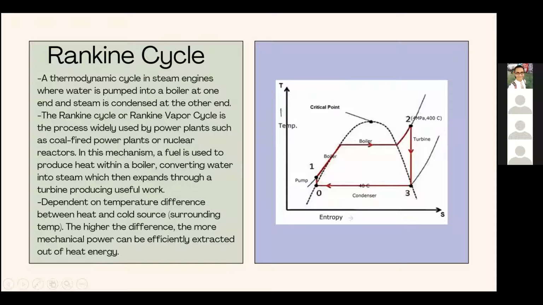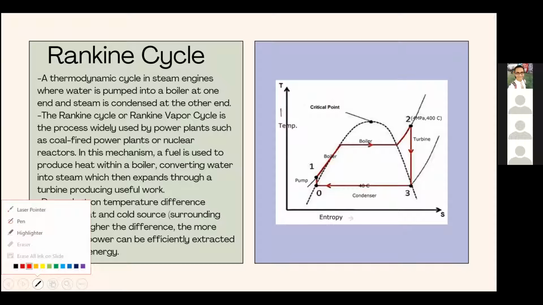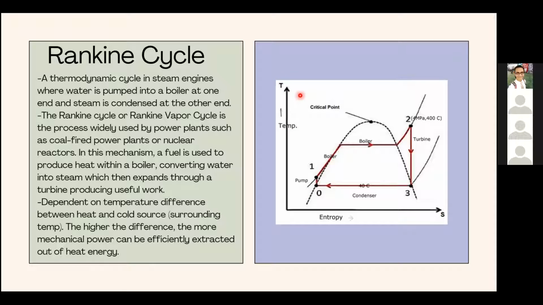The Rankine cycle is mostly used in power plants, such as coal-fired power plants or nuclear reactors. This cycle is also used in steam engines, where water is pumped into a boiler at one end and steam is condensed at the other end. As you can see from the graph, it's a TS diagram. It is dependent on the temperature difference between the heat and cold source. The higher the difference, the more mechanical power can be efficiently extracted out of heat energy.